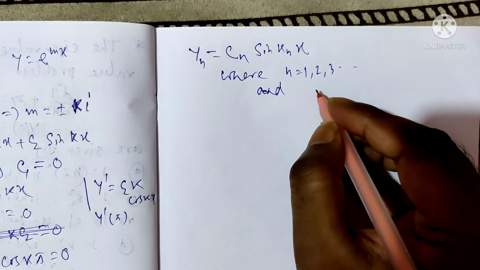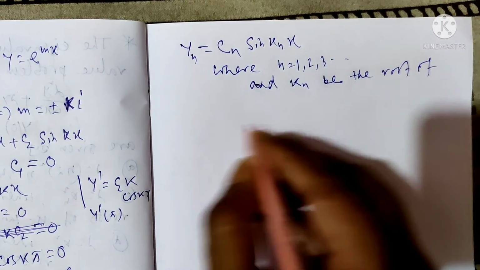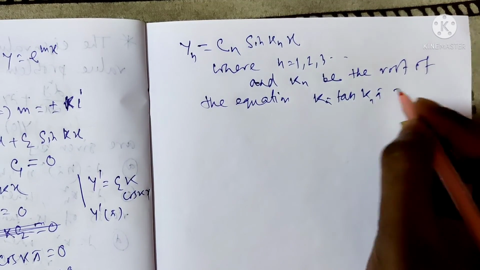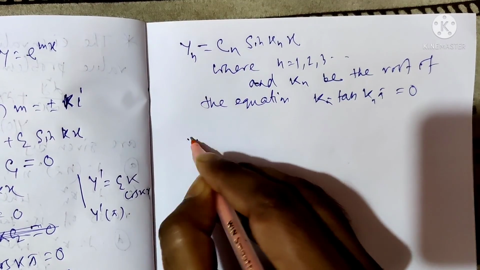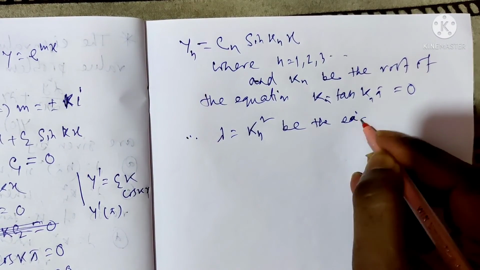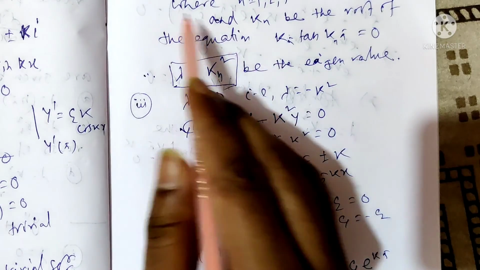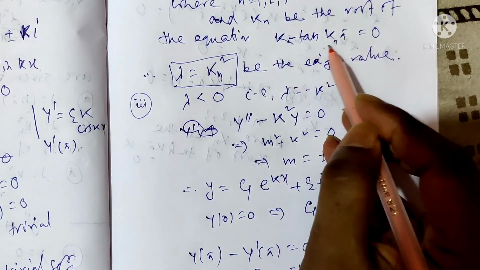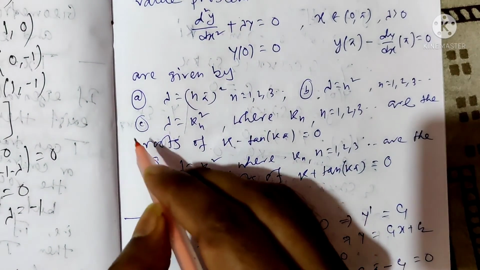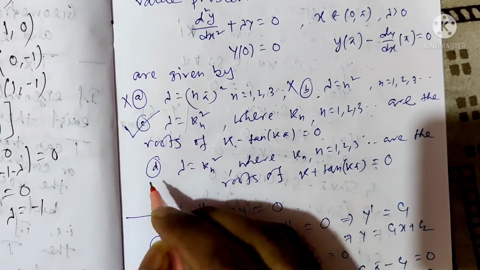and kn is the root of the equation k minus tan k pi equals 0. Therefore, lambda equals kn squared is the eigenvalue, where kn is the root of kn minus tan kn pi equals 0. So option C is the true option. So option A is false, option B is false, and option D is false.